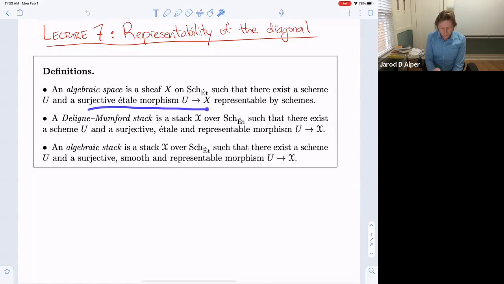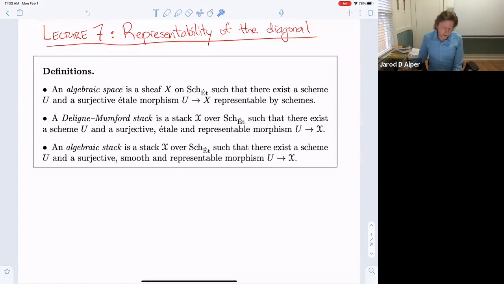So it's a surjective tau morphism representable by schemes. And then a Deligne-Mumford stack is a stack in the big tau topology that's tau locally a scheme. And an algebraic stack is then smooth locally a scheme. These definitions are different than the ones that you usually see in the literature. Usually there's a condition that the diagonal is representable, sometimes with additional hypotheses. And today we're going to make the connection and establish that just with these properties, we get that the diagonal is representable.